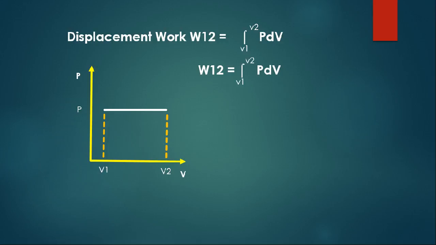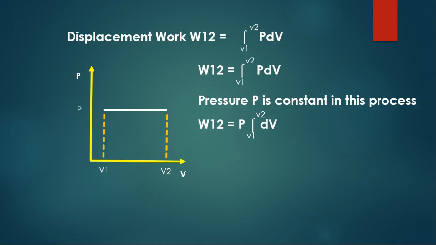So the work W12 we can write as the integral from V1 to V2 of PdV. Since it's a constant pressure process, pressure is constant, so we can take P outside the integral. So W12 equals P times the integral from V1 to V2 of dV. The integral of dV is V, so we can write W12 equals P times (V2 minus V1).